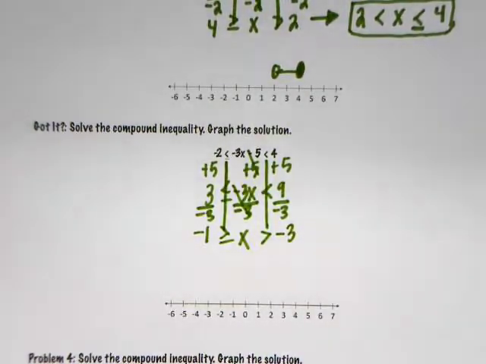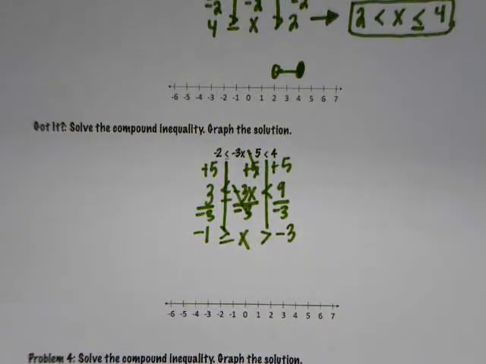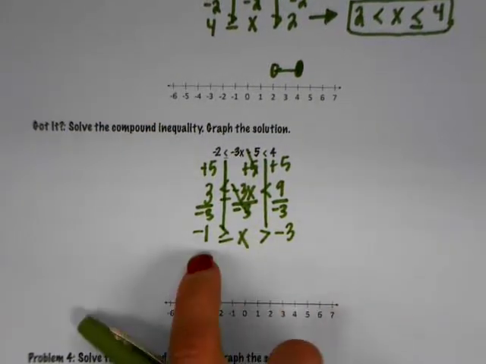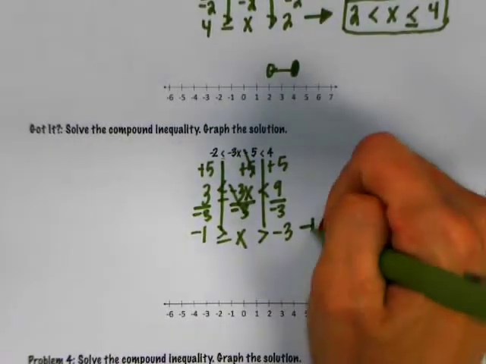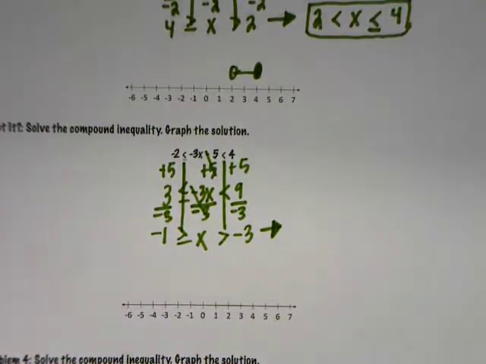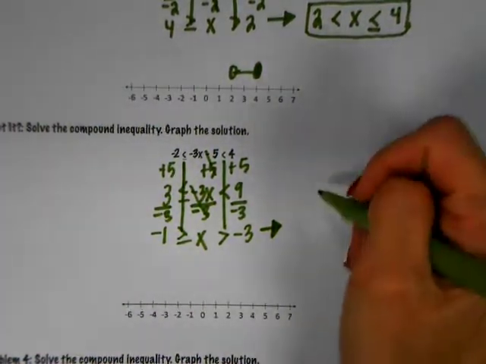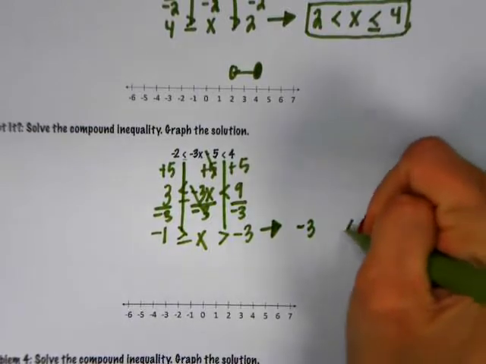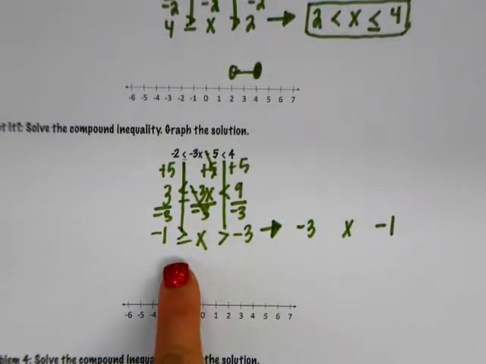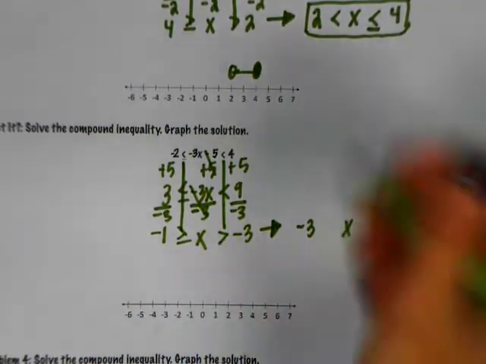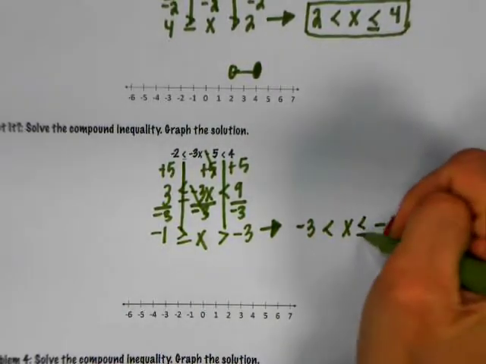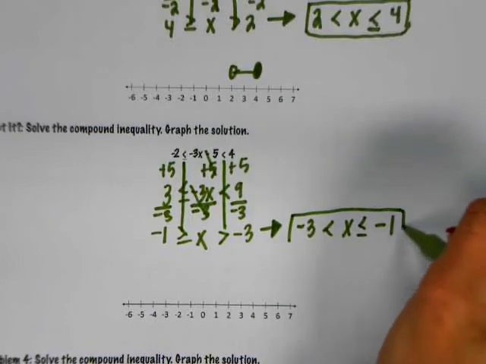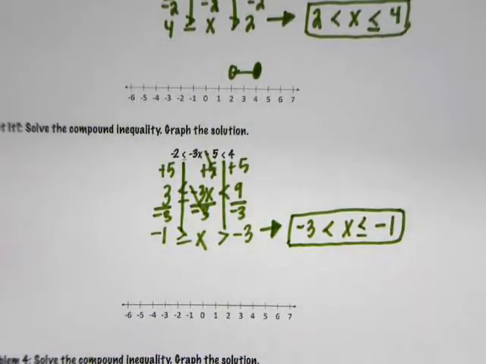Okay, so now when we're looking at this, we see that our smaller number's on the right instead of the left, and our signs are backwards. So let's rewrite this. This is always going to happen when you multiply or divide by negative, always. That's the only time it's going to happen. So negative 3 is less than x, which is less than or equal to negative 1, and the negative 3 did not have the line. The 1 did have the line. So it should look like that for your final answer.